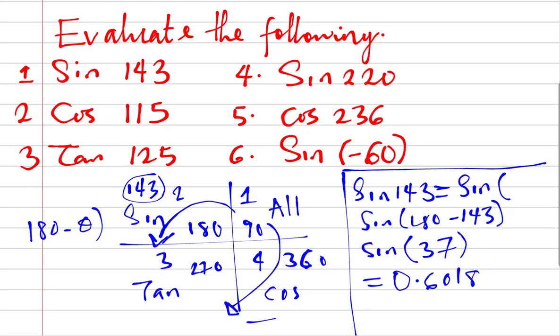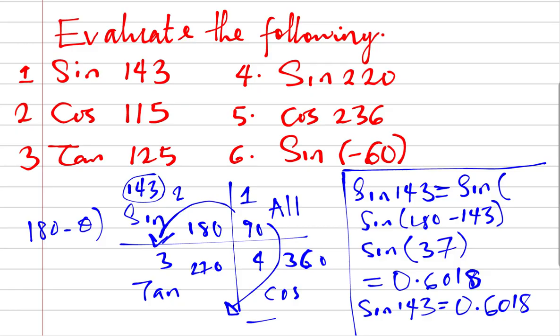So that is how you get your answer. And you will also notice that it is the same answer as if you do sine 143 directly on your calculator. If you do sine 143 directly on your calculator, you will also get 0.6018. Why? Because sine is positive both in the first quadrant and in the second quadrant.